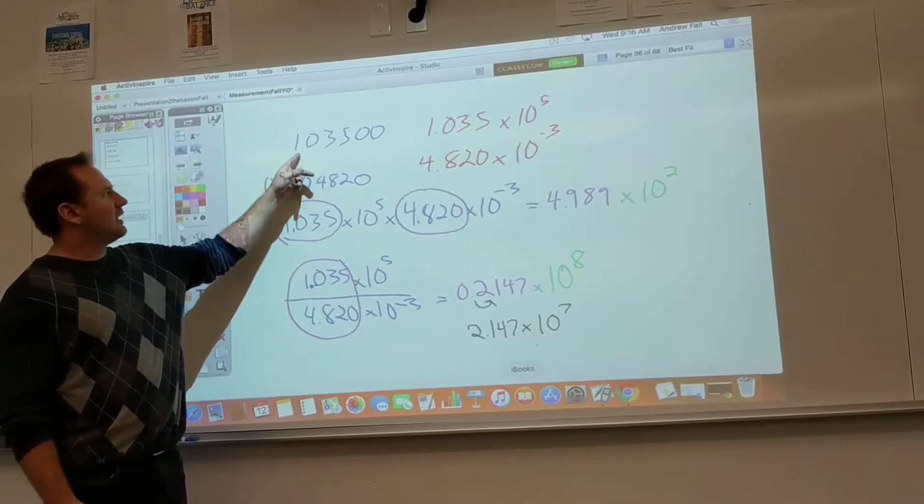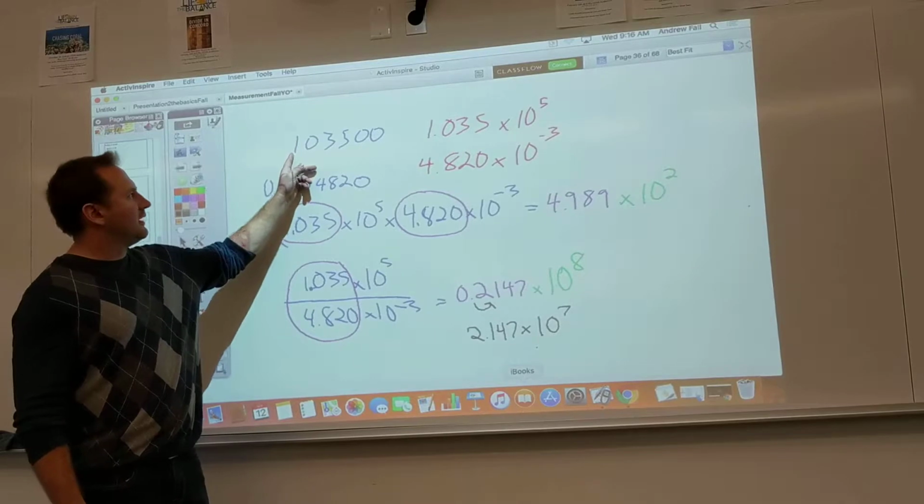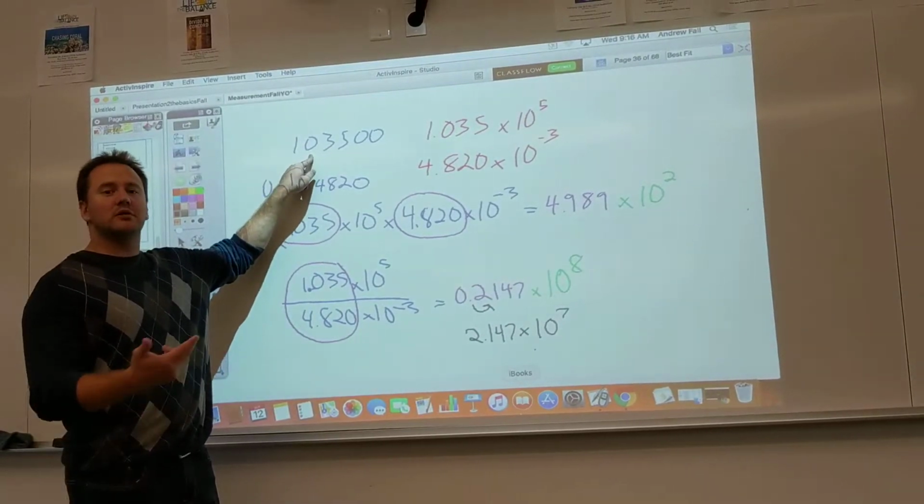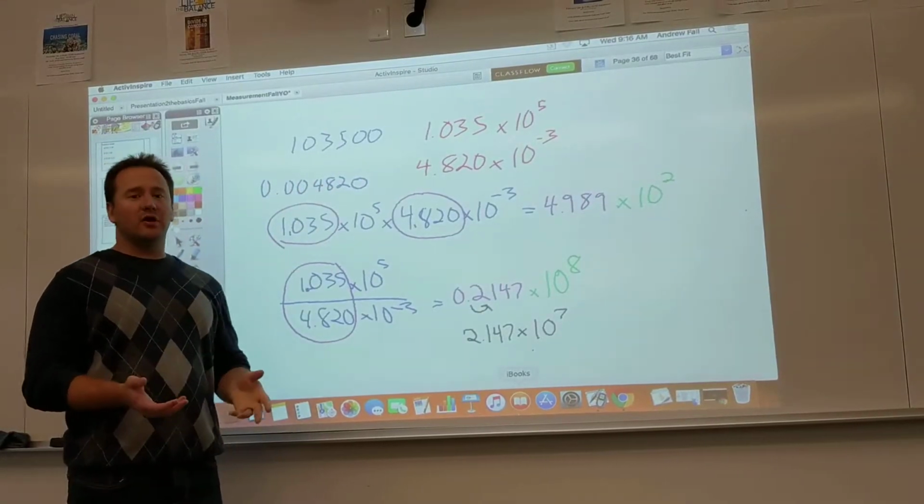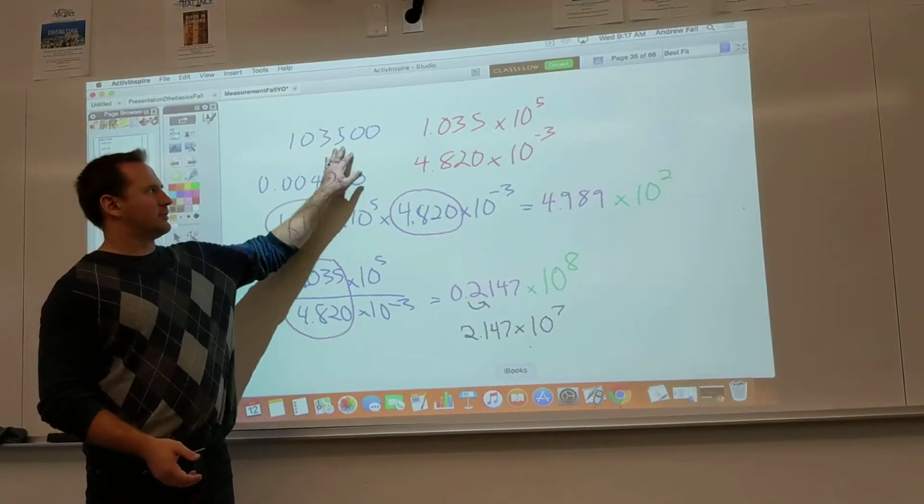So the first number we have here is 103500. If you look at this number, it has four significant figures because this 0 counts because it's between two non-zero numbers, and these two do not because while they follow a non-zero number, there's no decimal present. So they're really just placeholders.